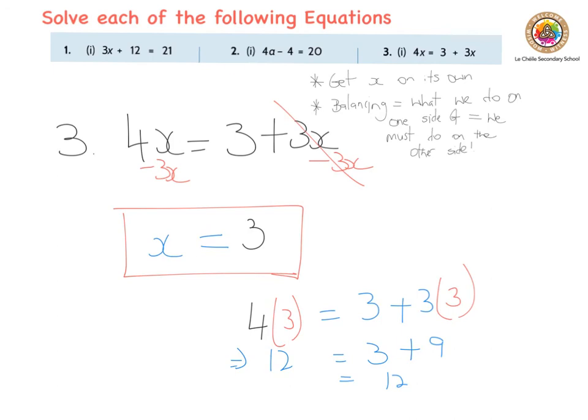So for your learning check, I want you to do this question here: 4a minus 4 is equal to 20. Okay, so let's see how you get on with that, and tomorrow we'll work on some activities in class.